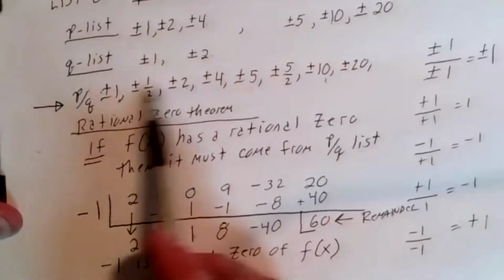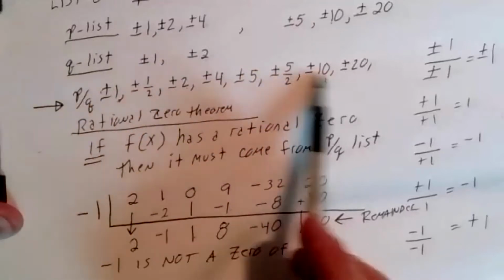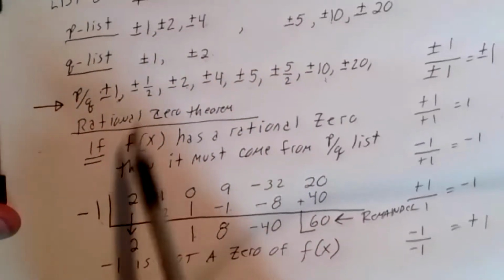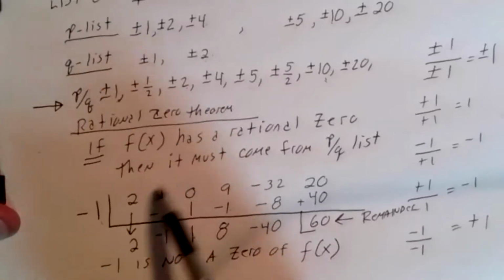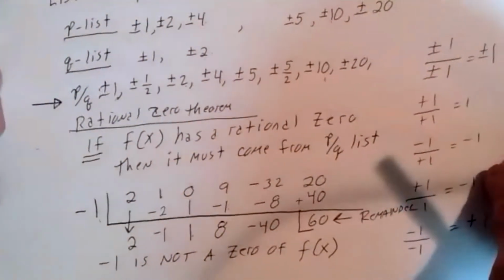What other one do you think would be the wise one to try, ladies and gentlemen? Pick a nice one, an easy one. I tried 2, -1. -1 doesn't work. Hey, how about just trying +1? -1 is not a 0, but how about +1? Let's try +1. Let's see if it's a 0 of this 5th degree polynomial function.